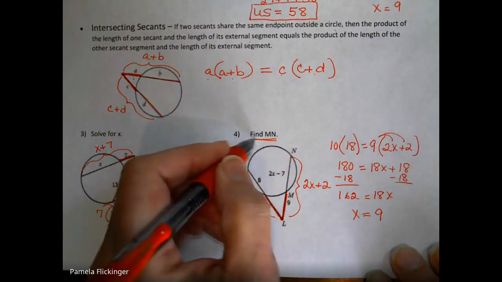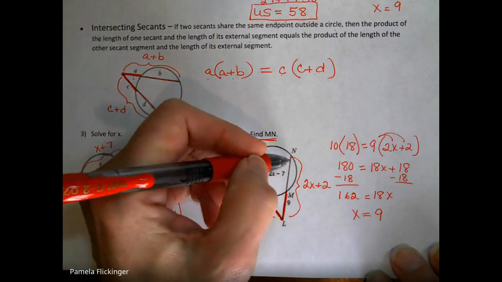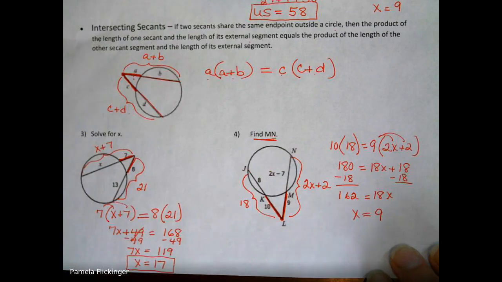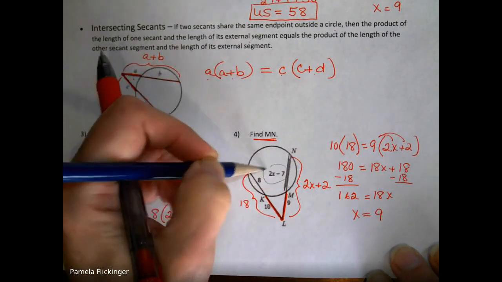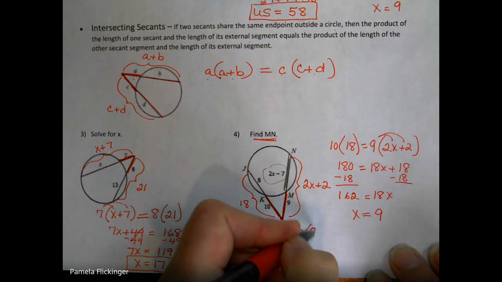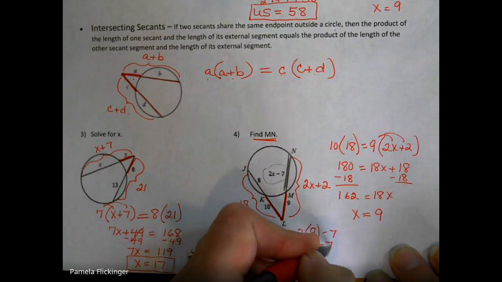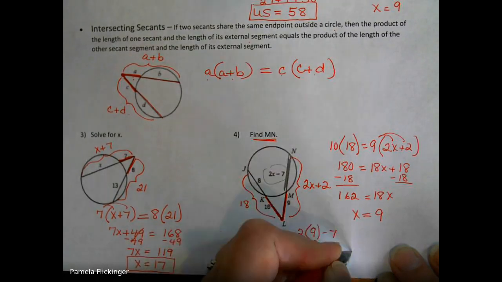They didn't just want x for this, they want us to find the measure of segment MN. MN is just this interior part here, the 2x minus 7. So we'll substitute the 9 in for that. So 2 times 9 minus 7 is 18 minus 7. So the measure of MN will be 11.